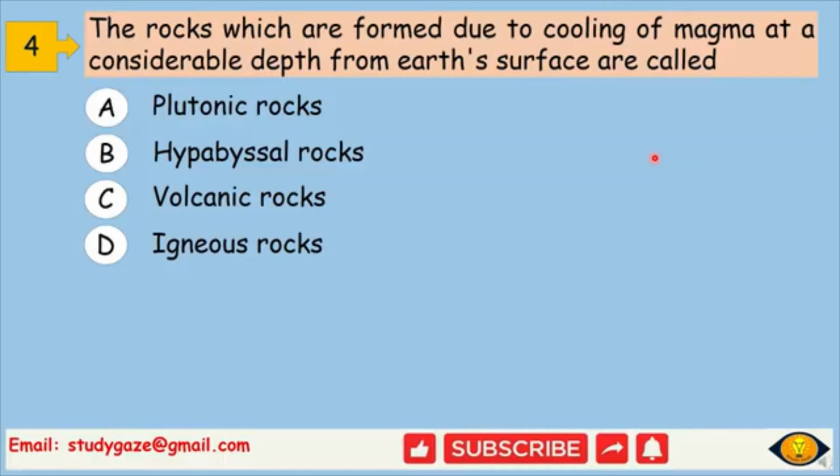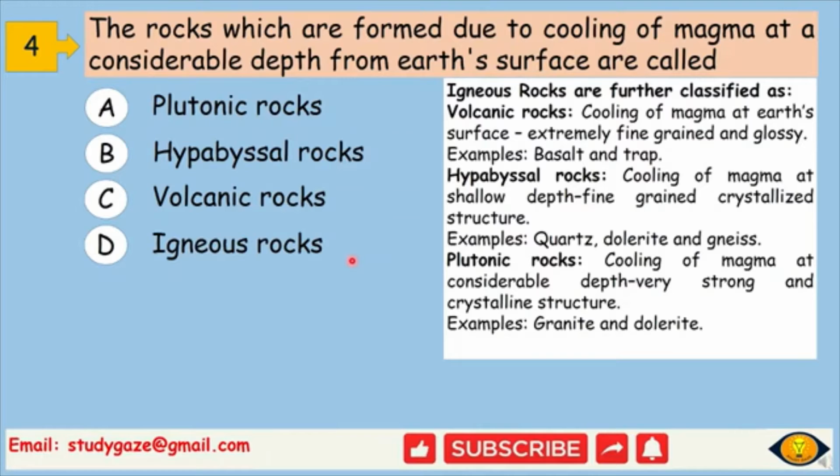4. The rocks which are formed due to cooling of magma at a considerable depth from Earth's surface are called: plutonic rocks, hyperbasalt rock, volcanic rocks, igneous rock. The answer is plutonic rock. Why? It is formed by cooling of magma at considerable depth and is very strong, with a crystalline structure. Examples include granite and dolerite.